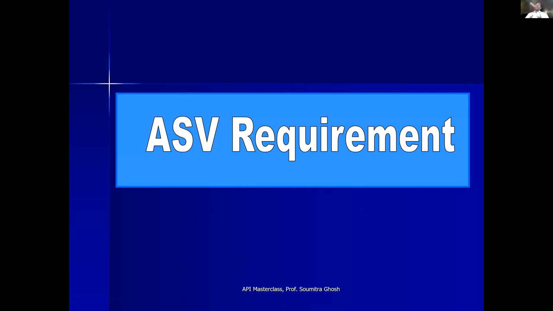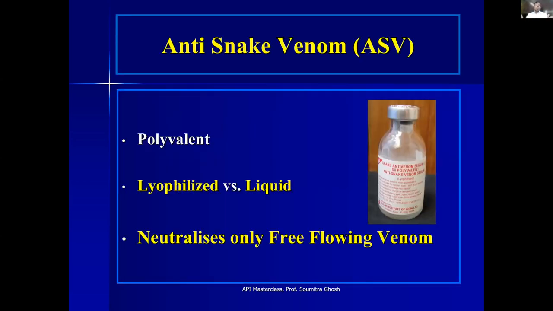So now we'll have to think whether the patient requires ASV or not. That is the first question I will have to answer within minutes. We all know that whatever is available in India is a polyvalent. We do not get a monovalent like in the US. And unless there is an ELISA test, monovalent antivenin is useless. So in India, we can use this polyvalent serum, and it can be lyophilized or dry powder, or it can be liquid form. Liquid form has a lesser shelf-life of 2 years. Lyophilized or powder form has a higher shelf-life of 5 years.